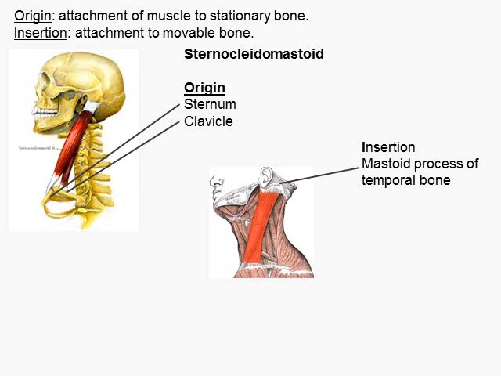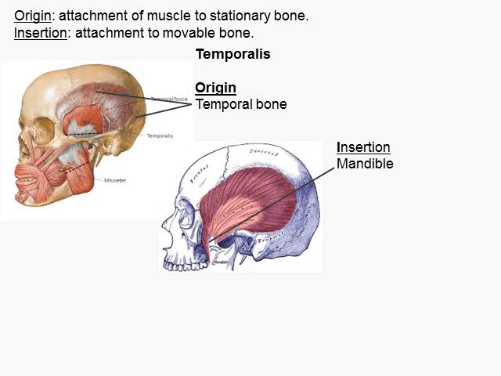Sternocleidomastoid, the origin is on the sternum and the clavicle, so it's sort of the shoulder region. The insertion is going to be on the mastoid process of the temporal bone, so behind the ear, the occipital area of the skull. Temporalis, I've mentioned this one. Origin on the temporal bone, makes sense, right? Insertion on the mandible.